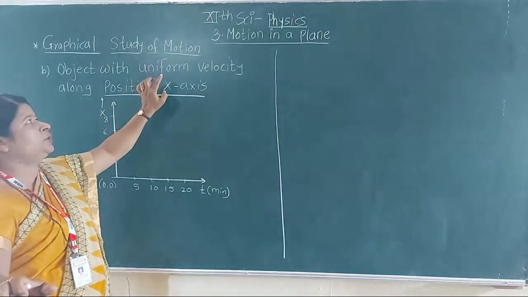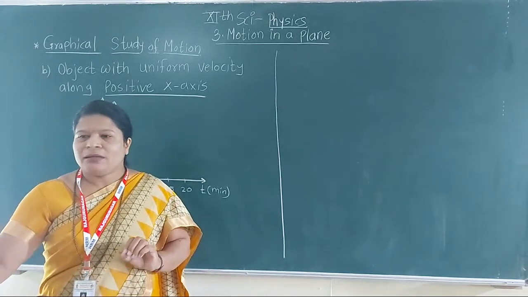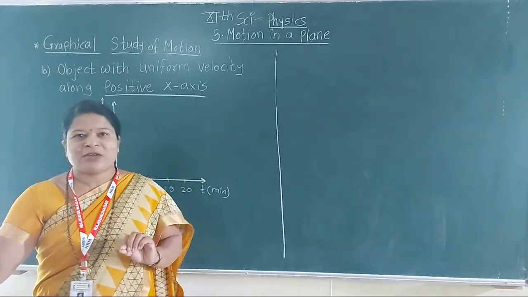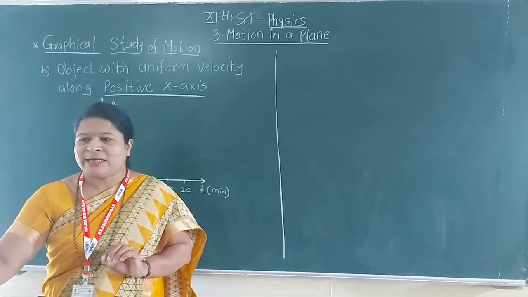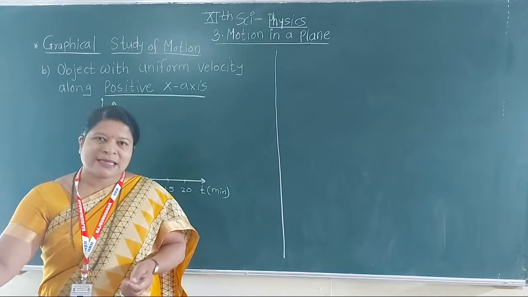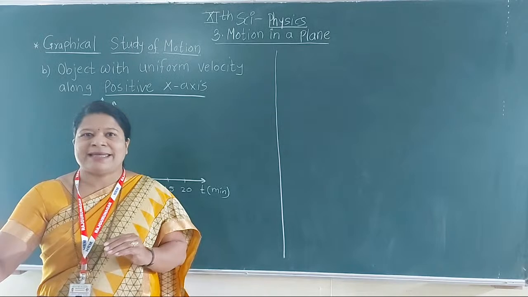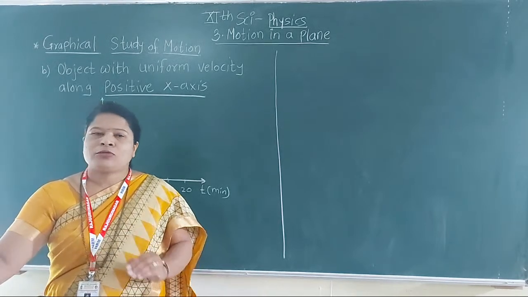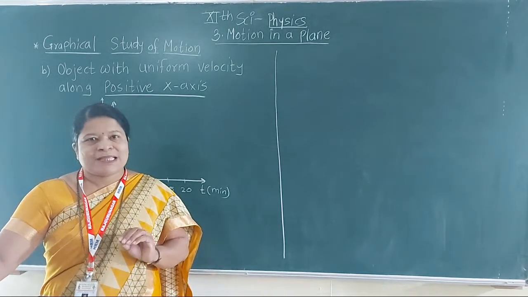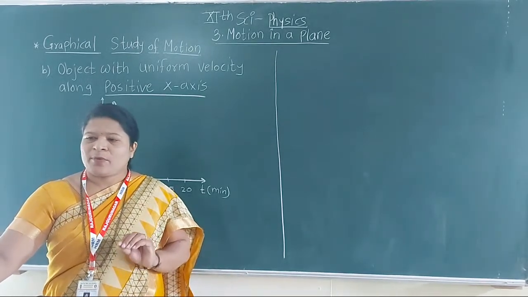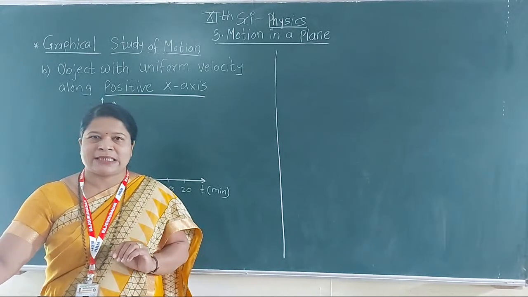Study of motion. In the previous lecture, we completed graphical study of motion. First point we completed is when the object is at rest. When the object is at rest, its graph is a horizontal straight line, that means parallel to the time axis. That means its velocity or displacement is 0. Therefore, we get a horizontal straight line along the t axis.